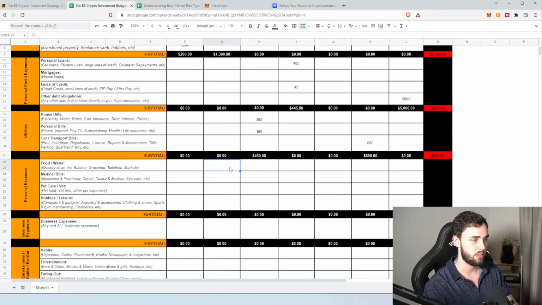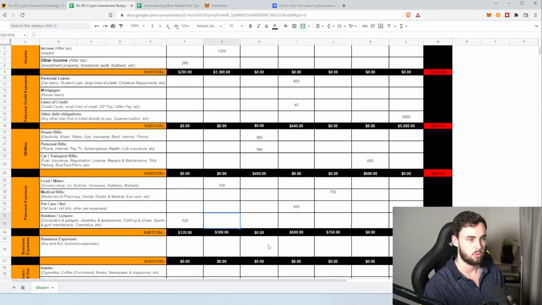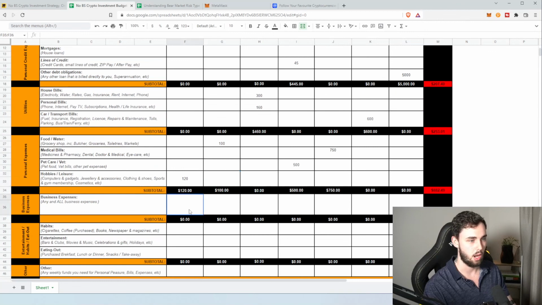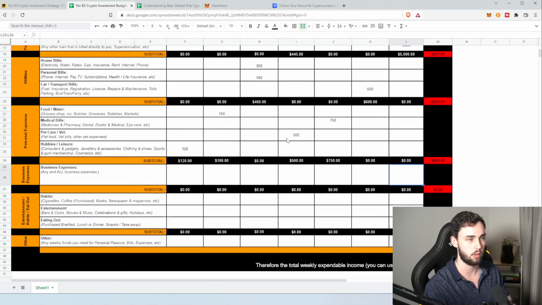So personal expenses, again, let me just throw some random numbers in here. Now, if you have business expenses, again, whatever that may be, you may have weekly rent that comes out, so you put that in here. You might have monthly insurance that comes out, you put that in here. It'll again total it for you.